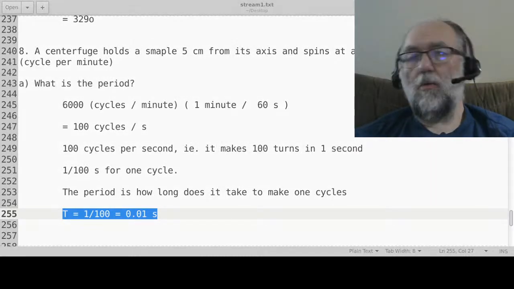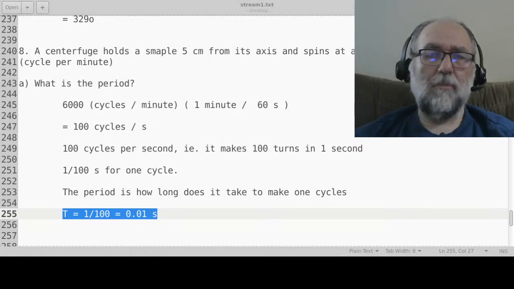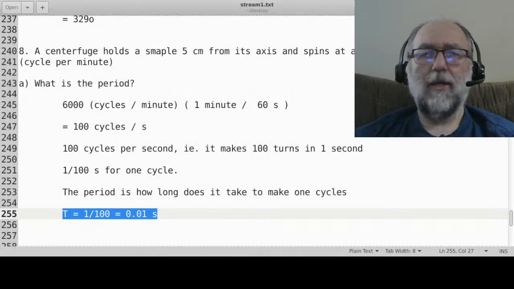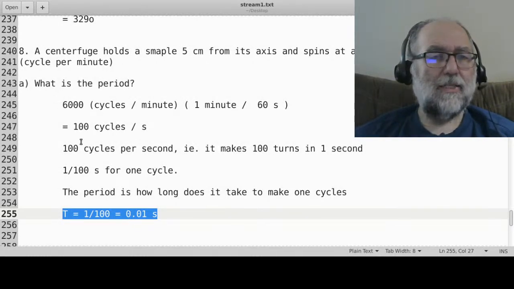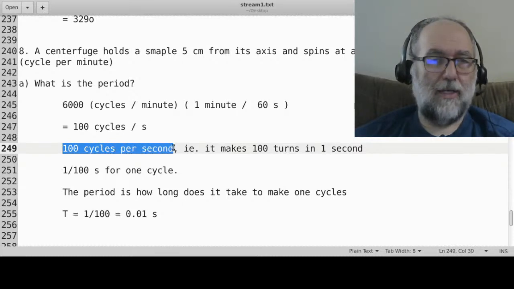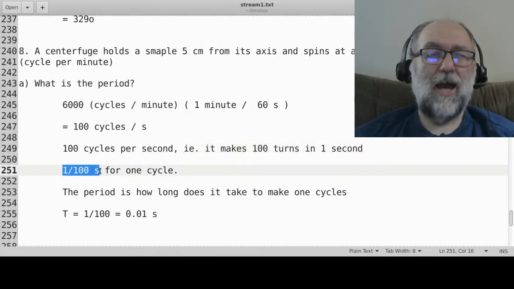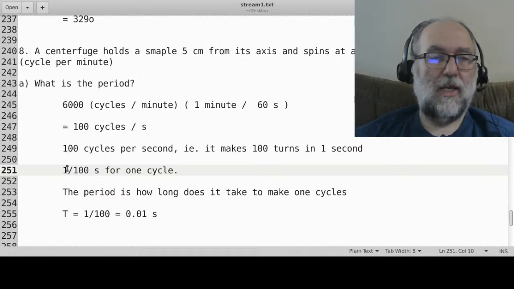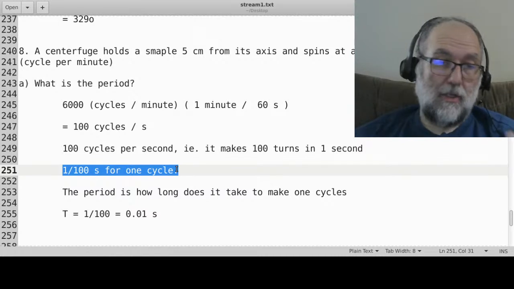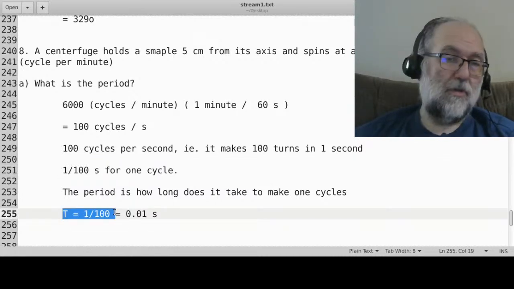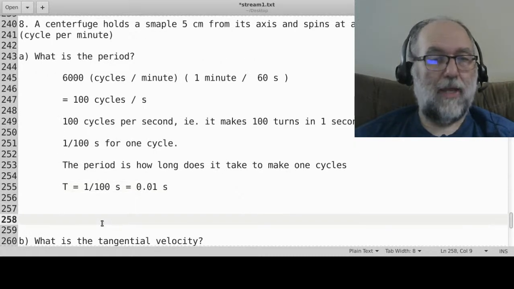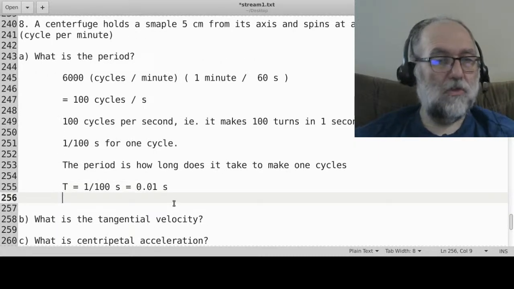All right, go through it one more time, because we're going to be seeing a lot more frequencies as we go on, so it's worth really getting this in your head. If something makes 100 cycles in 1 second, then it only takes 100th of a second, the reciprocal of that, to make one cycle. But the time it takes to make one cycle is the period, and so the time is 100th of a second, or 0.01 seconds. All right, good. That answers our first question.